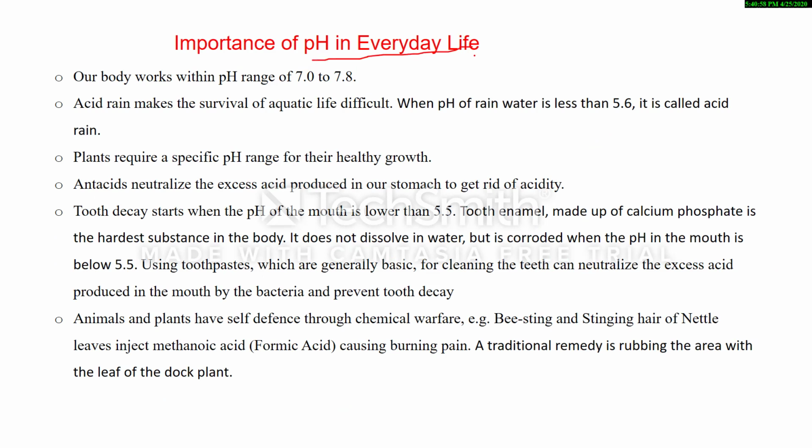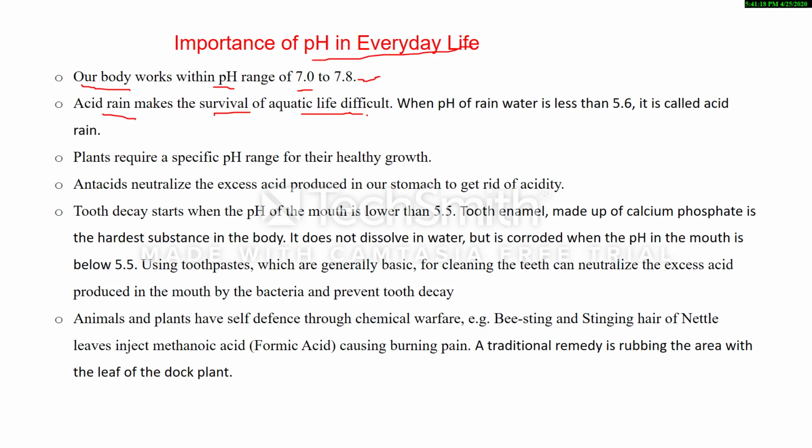Importance of pH in everyday life. Our body works within a pH range of 7.0 to 7.8. Actually, the pH of our blood is slightly alkaline. If this pH is disturbed, we face some problems in our body. Acid rain makes the survival of aquatic life difficult.